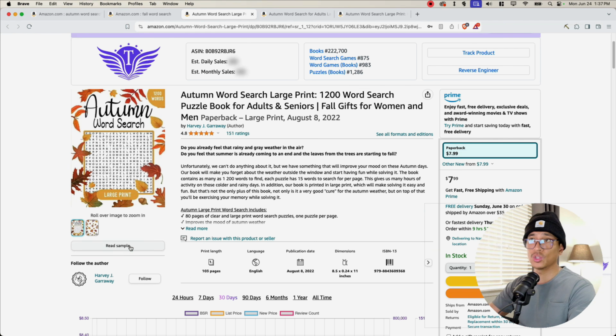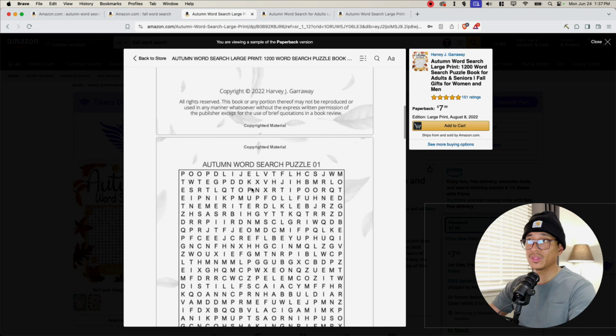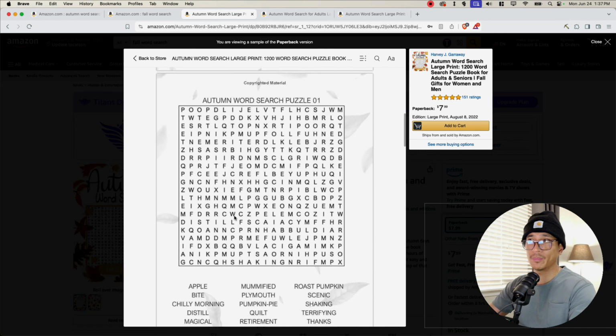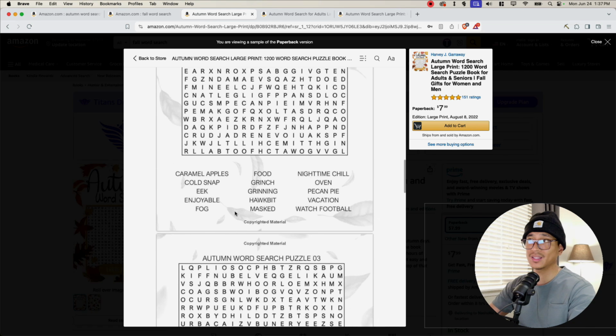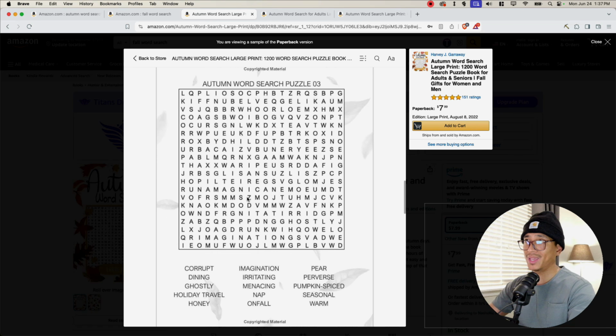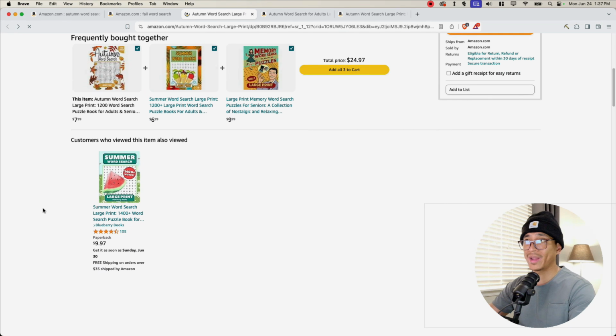And if we take a look at the inside, we can see, along with my previous video, that these word searches are actually very simple. So if you want to know how to make this type of book, go ahead and watch my previous video where I show you exactly how to do this without using any paid tools. But let's go ahead and look at the historical ranking right here.